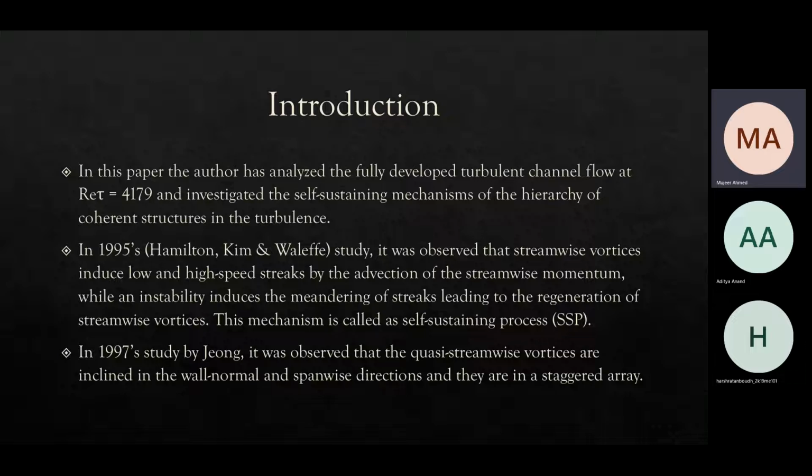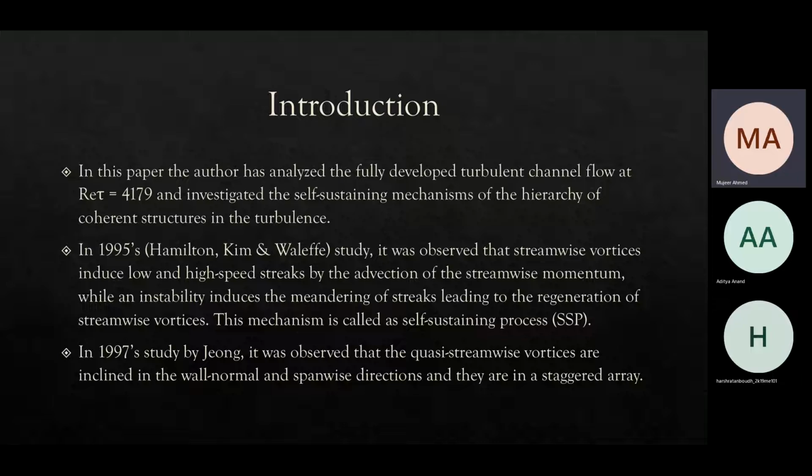It all started in 1995, when Hamilton, Kim, and Waleffe studied and observed streamwise vortices induced in low and high speed streaks by the advection of streamwise momentum, while an instability induces the meandering streaks, leading to the regeneration of these streamwise vortices. This mechanism is referred to as the self-sustaining process. In a 1997 study by Jiang, it was observed that these quasi-streamwise vortices are inclined in the wall-normal and spanwise directions, and they are in a staggered array.